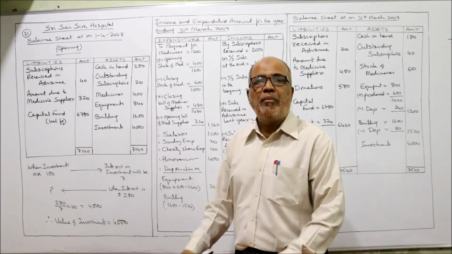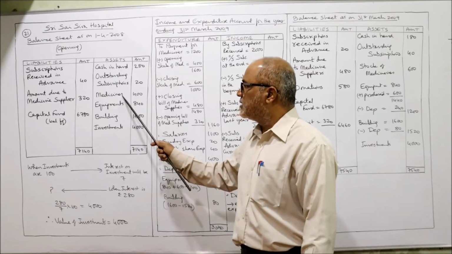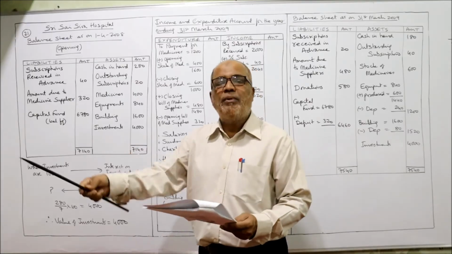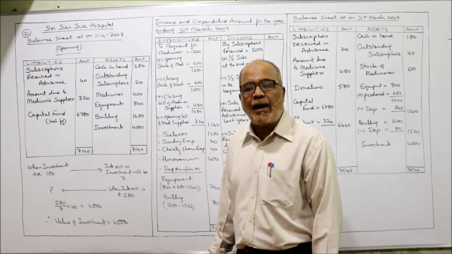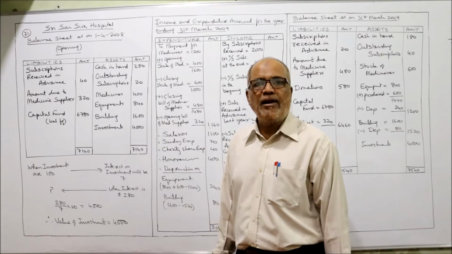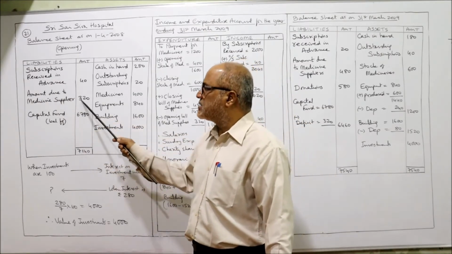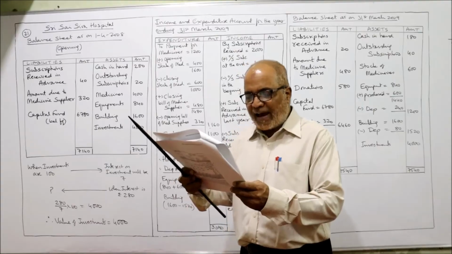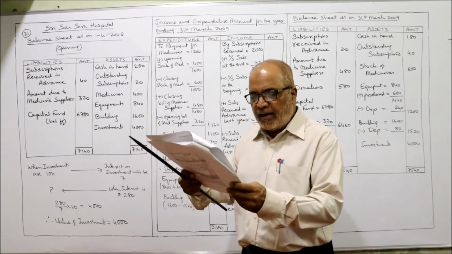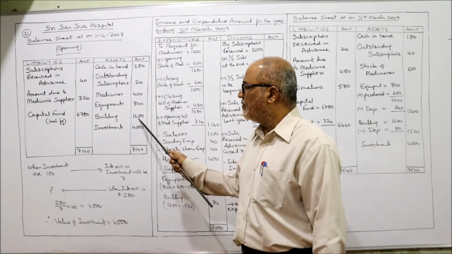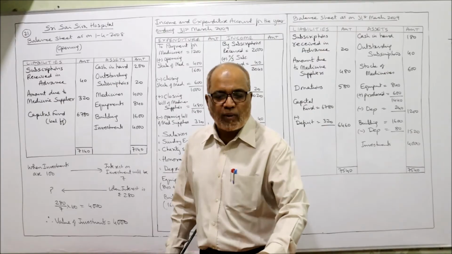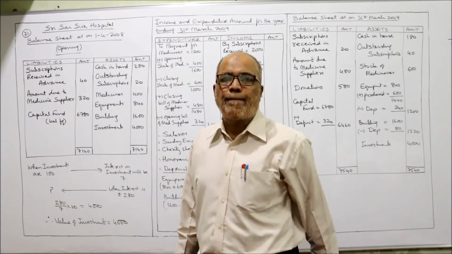Then stock of medicines, that is an asset. So stock of medicine 400. Then amount due to the medicine supplier, that is a liability. Amount payable is a liability. So amount due to medicine supplier 320. Next, value of equipment 840. Building, value of building 1600. So all the opening values are taken except one item, that is investment.